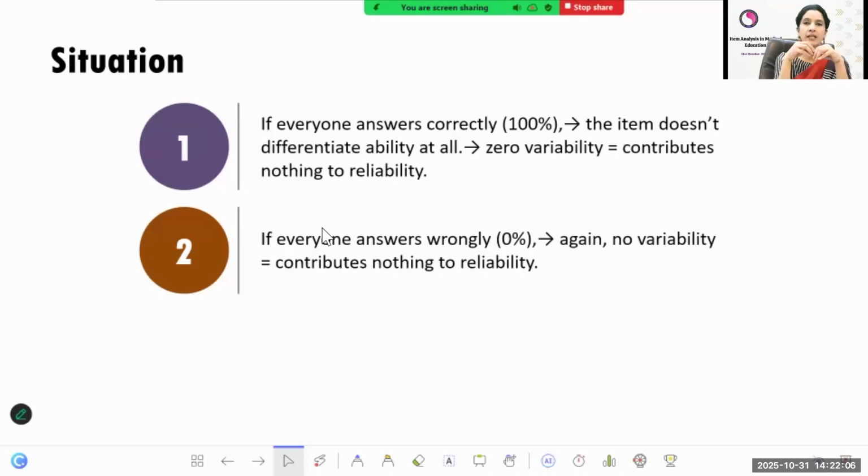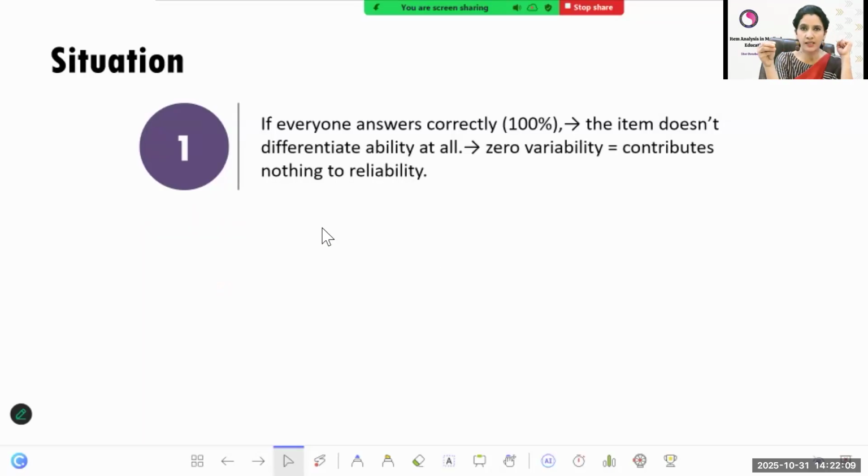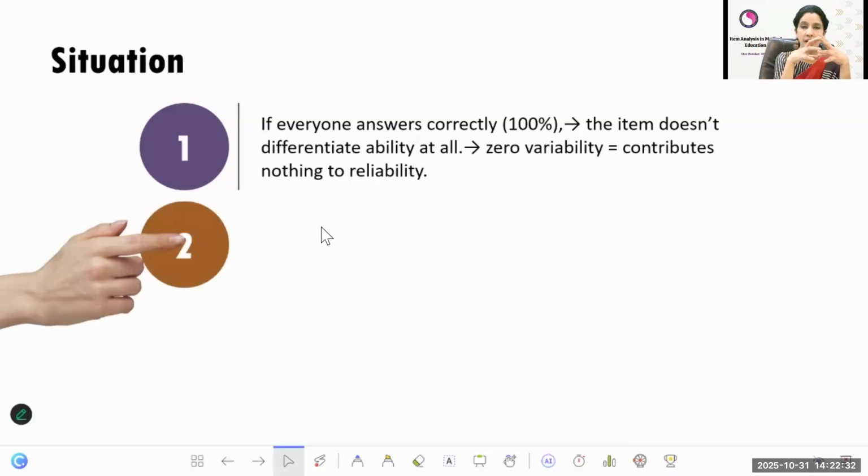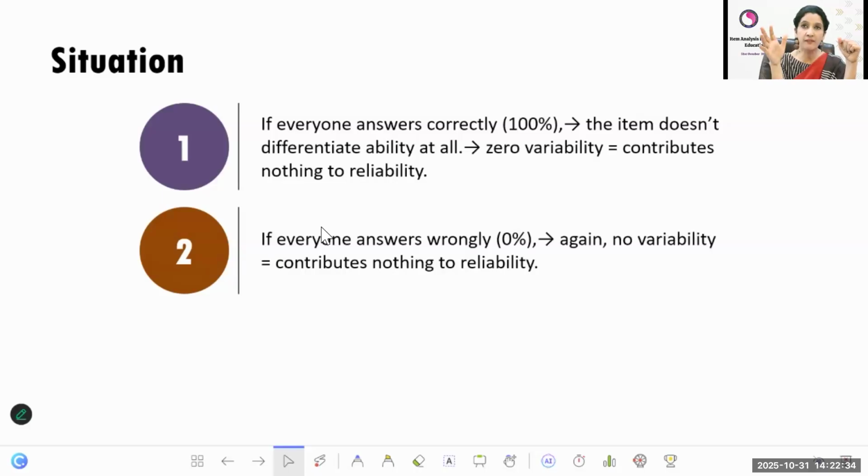You will see this in today's example also: there are items where everyone has answered correctly, so 100% of the people were able to answer it correctly. That means there is no variability, so such an item contributes 0 to the reliability. Similarly, for an item that everyone has marked incorrectly, again there is no variability, so it also contributes nothing to the reliability.